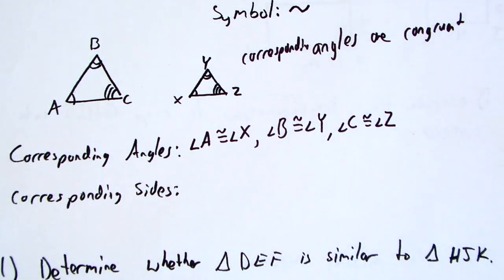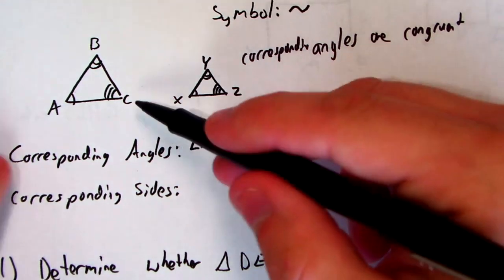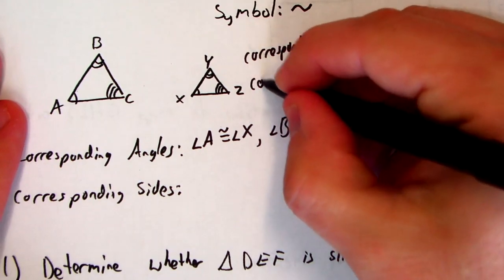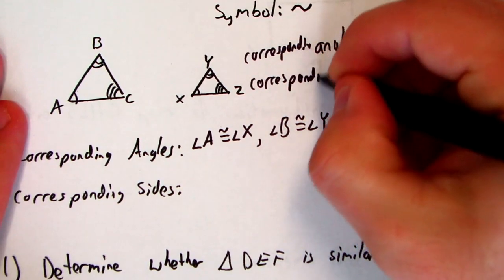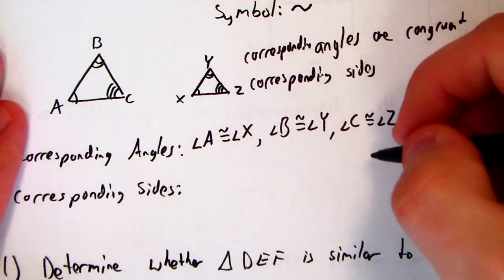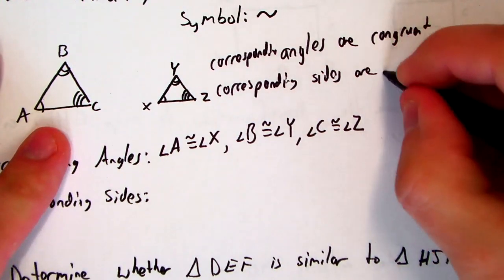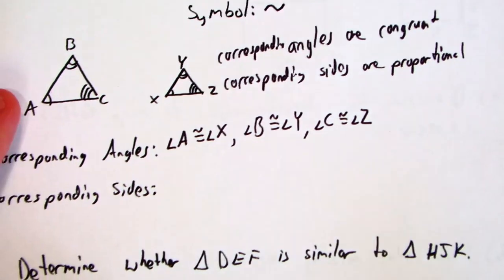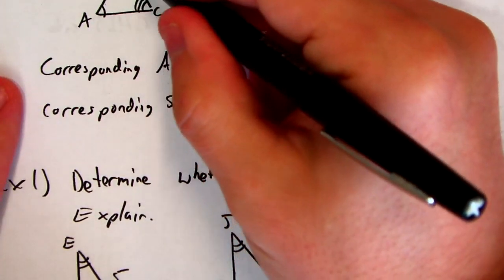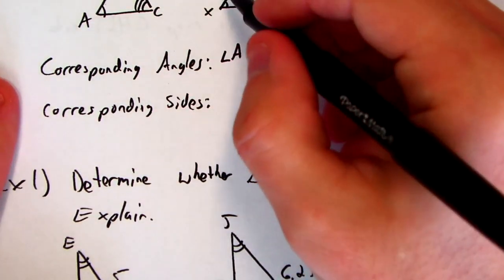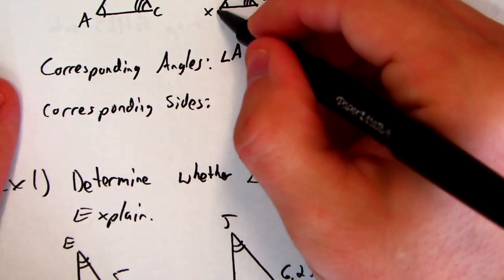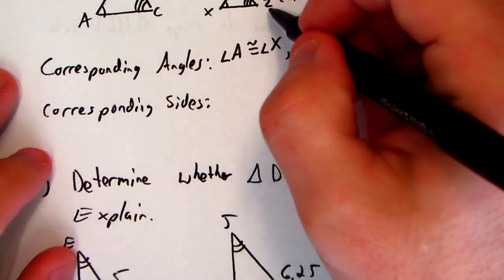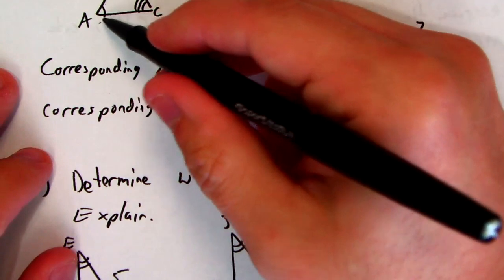Now, when we start talking about corresponding sides, in congruent figures, those are also congruent. But in similar figures, corresponding sides, they are proportional. What that means is this side here, AB, and XY form the same proportion that BC and YZ does, as the same proportion as AC and XZ.